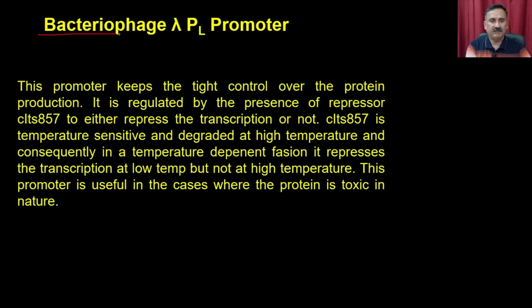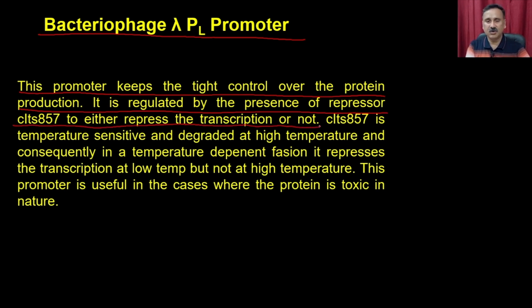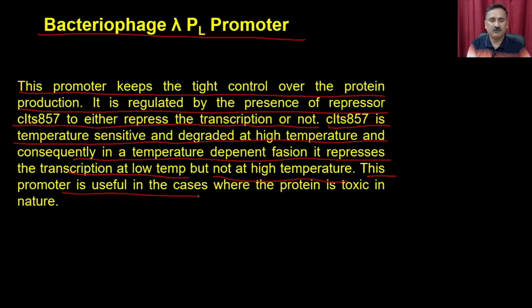Then we have the bacteriophage lambda promoters. This promoter keeps tight control over the protein production. It is regulated by the presence of the repressor cI857 to either repress the transcription or not. cI857 is temperature sensitive and degraded at high temperature, and consequently, in a temperature dependent fashion, it represses the transcription at low temperature but not at high temperature. This promoter is useful in cases where the protein is toxic in nature.